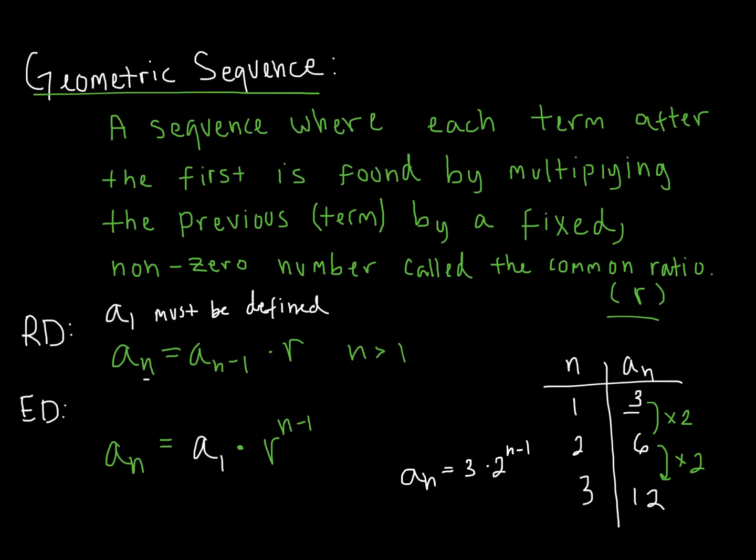And I can try this out. So let's say a sub 3 is going to be 3 times 2 to the 3 minus 1. 3 minus 1 is 2. 2 squared is 4. 3 times 4 is 12. And that's exactly what we get.